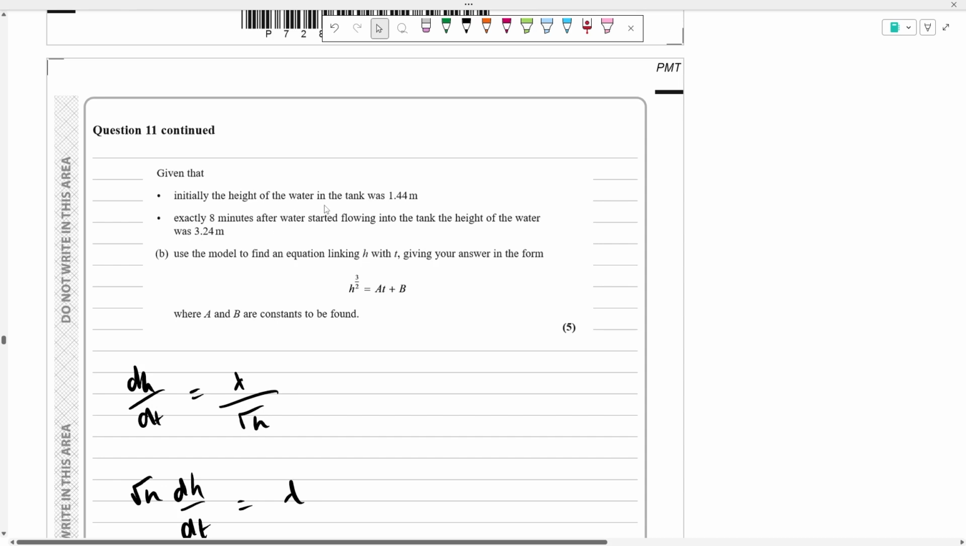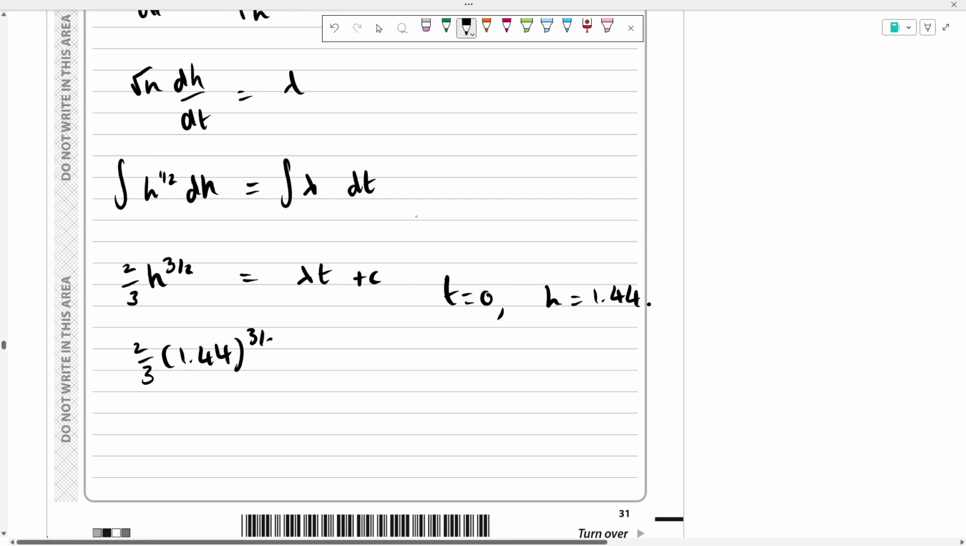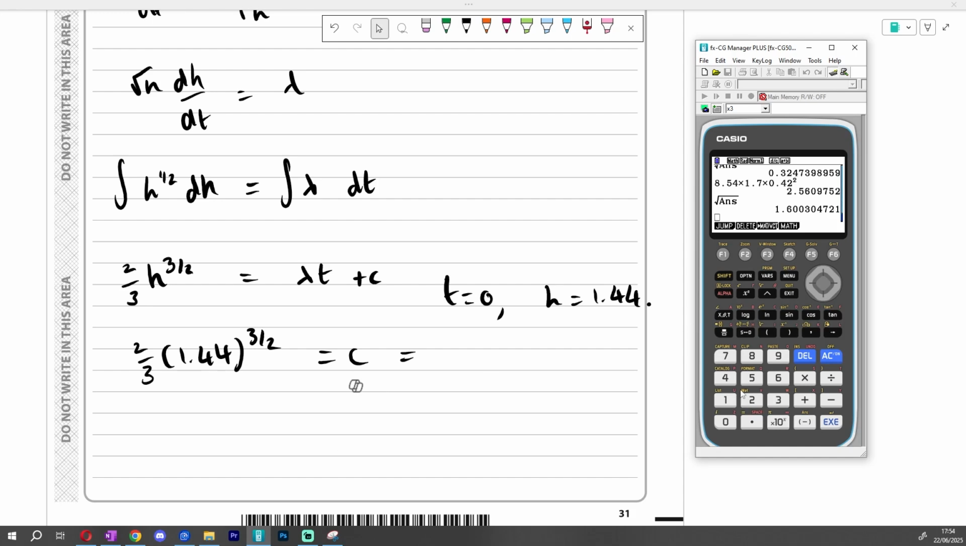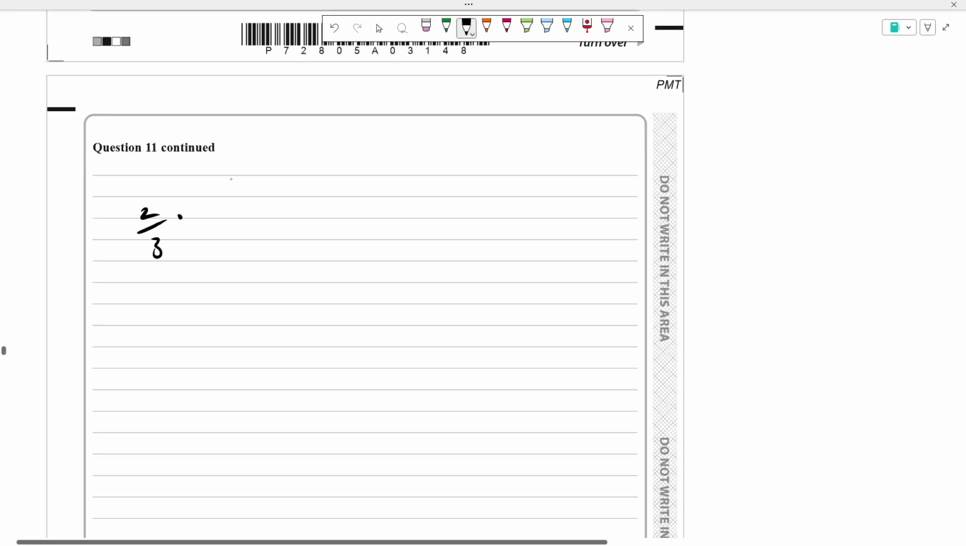Cool. We have some information here. It says initially the height of the water in the tank was 1.44. So that means when t is equal to 0, your height is equal to 1.44. So 2/3 times 1.44 to the power of 3/2 must equal c. If you stick that into a calculator, 2/3 times 1.44 to the power of 3/2 is 144 over 125. That is the value of our c. That means we can rewrite this equation: 2/3 h to the power of 3/2 is equal to lambda t plus 144 over 125.